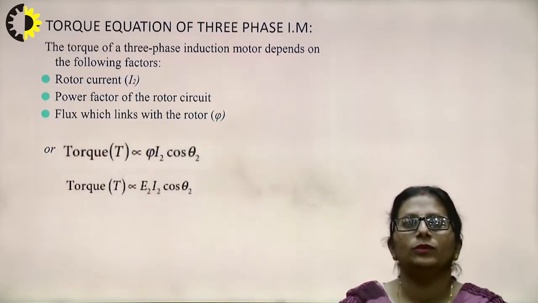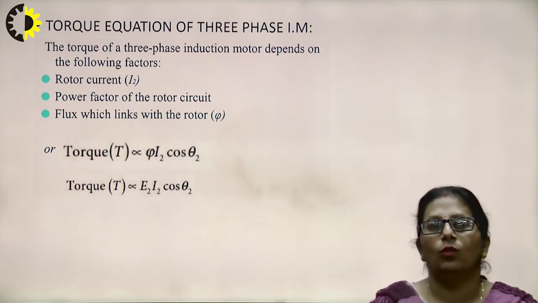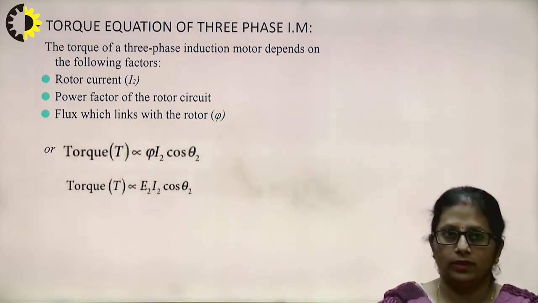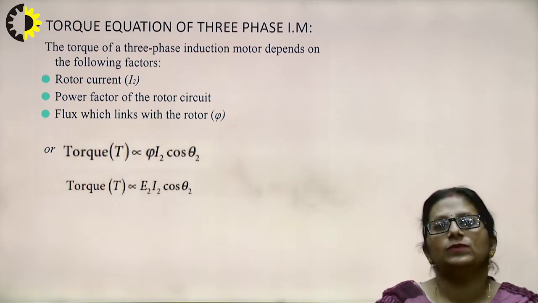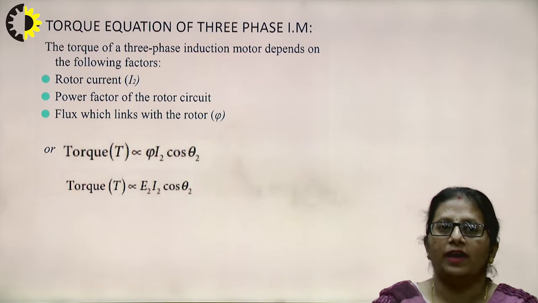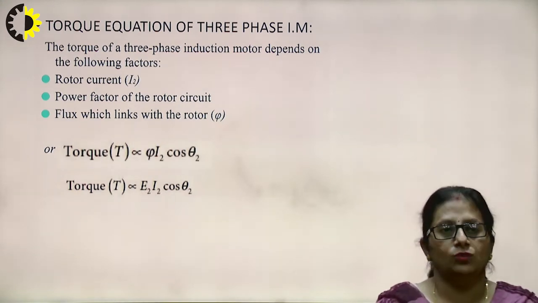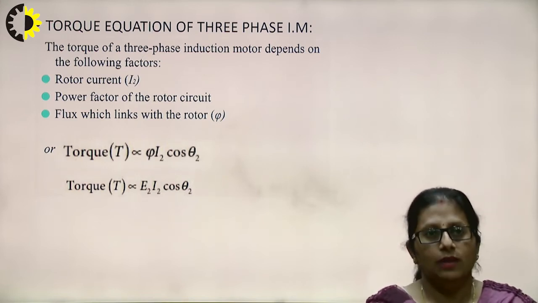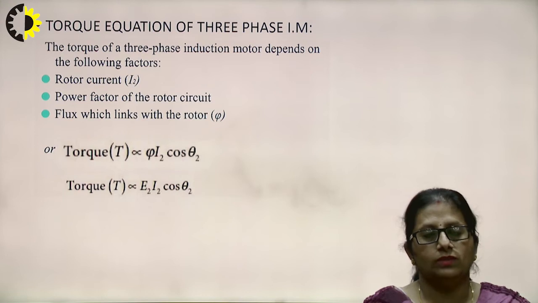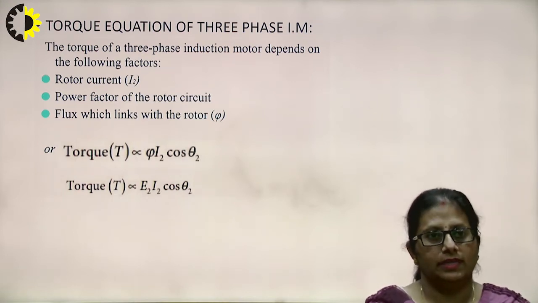Now coming to the torque equation. The torque of a 3-phase induction motor depends upon three factors: the rotor current, the power factor of the rotor circuit, and the flux which links with the rotor. That is phi. So, the torque is proportional to phi I2 cos phi 2, where phi is the flux which links with the rotor, I2 is the rotor current and cos phi 2 is the power factor of the rotor circuit. In fact, these are all under running condition.